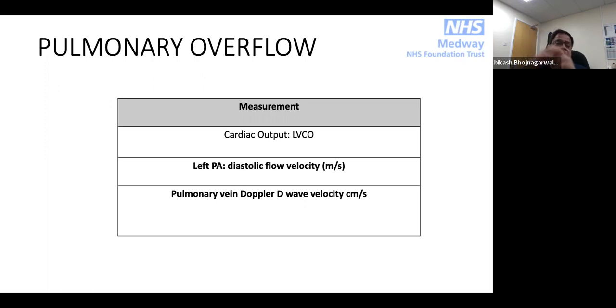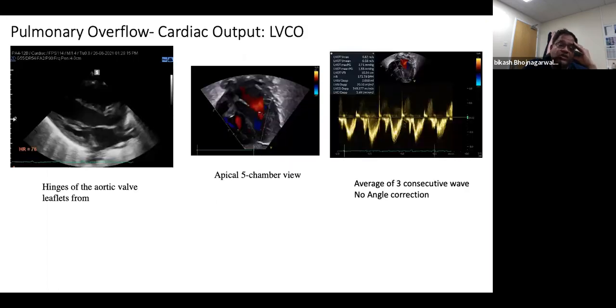So I'm not going to discuss it in detail, but cardiac output can be relatively measured, though again, it is not the gold standard. Measuring cardiac output based on echo, again, at least the trends are justifiable. The gold standard is still an MRI. We can see the left pulmonary artery and the diastolic flow in the left pulmonary artery, and we can also see the pulmonary veins Doppler, ensuring that there is no evidence of stenosis, to rule out stenosis.